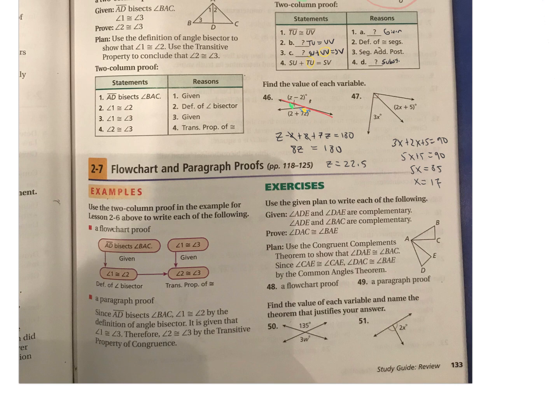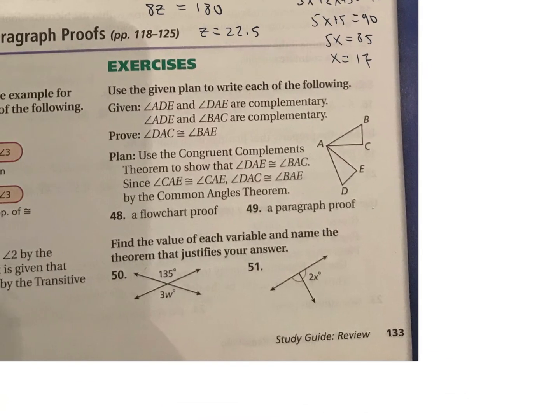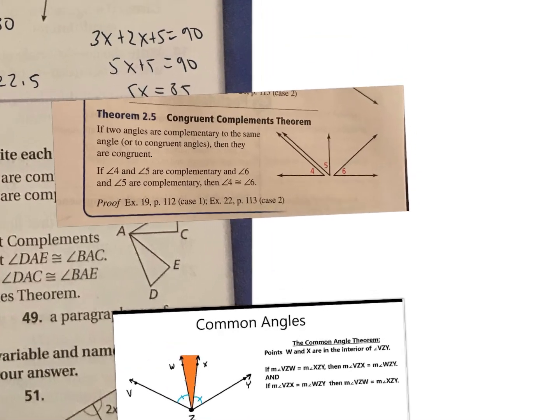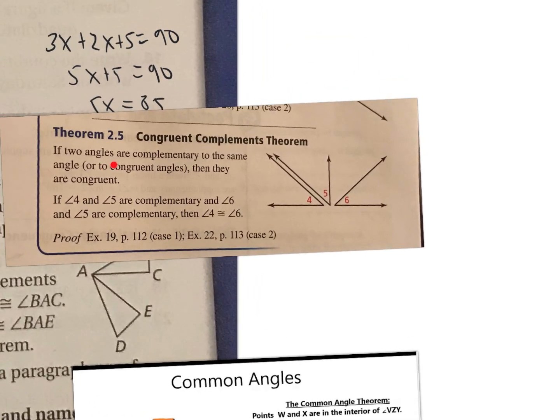Okay, getting into flowchart proofs. Use the given plan to write each of the following. So they're giving us a plan, which is really cool. Now, the first thing I'm seeing even before we dive in is that they want us to use something called the congruent complements theorem and the common angles theorem. So let's get clear about what both of those are before we begin. So the congruent complements theorem says if two angles are complementary to the same angle, then they are congruent.